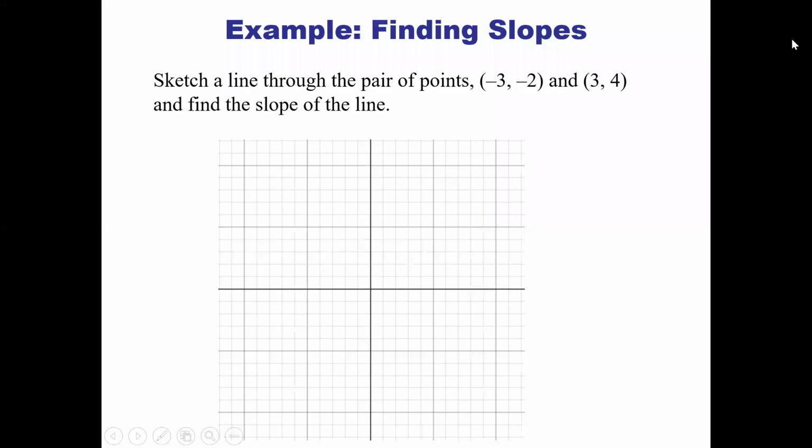All right, so now we're supposed to find slope. So first it says sketch a line through the pair of points, (-3, -2) and (3, 4), and then find the slope of the line. All right, so let's plot points first.